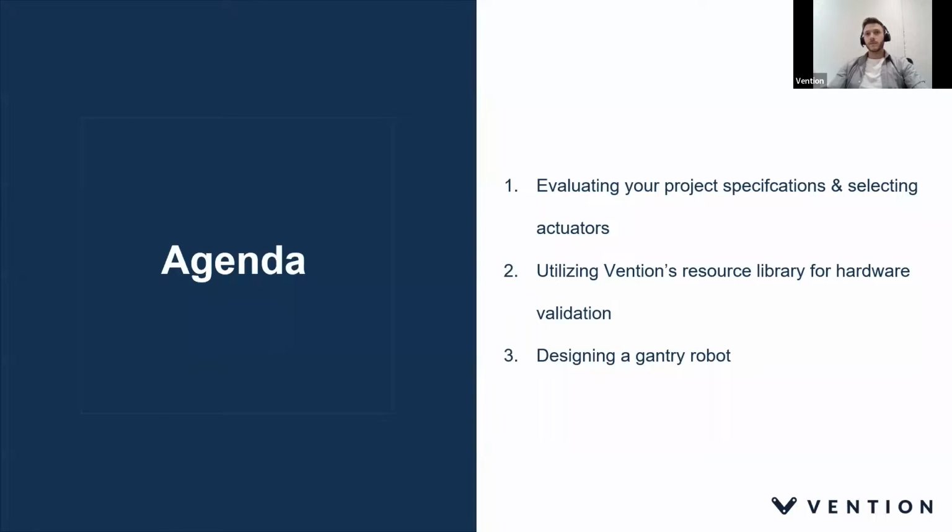With that, I'll jump right into the agenda to see what we'll be covering and how this webinar will progress. This webinar will be centered around a mock project that I would like to design and deploy on my theoretical shop floor. We'll evaluate my theoretical project specifications and then select actuators based on these specifications. From there, we'll do a little dive into Vention's resource library to validate that the hardware we selected is valid for our application. Finally, the main portion of this webinar is designing the gantry robot itself. This includes the actuators, the 3-axis system that we'll be working towards, as well as the substructure.